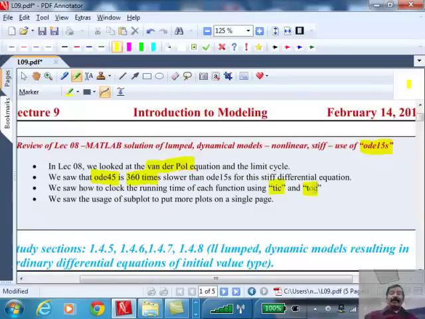And we also saw how to use subplots. Another feature that I introduced in MATLAB is how to put more than one figure in the same page. That idea is the so-called subplot.